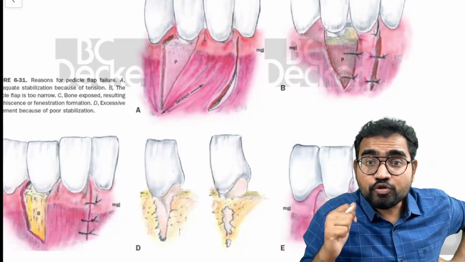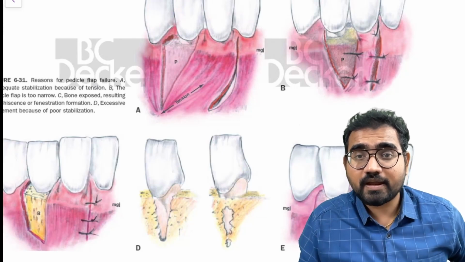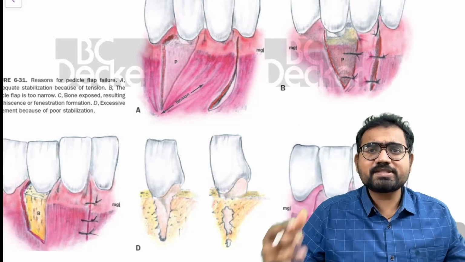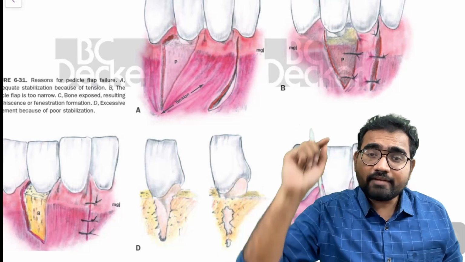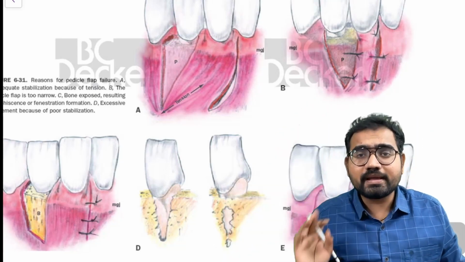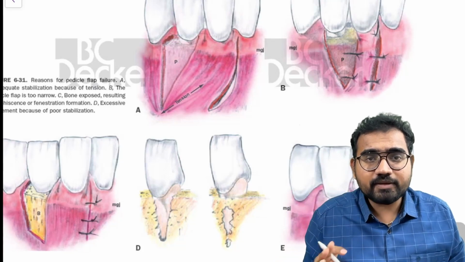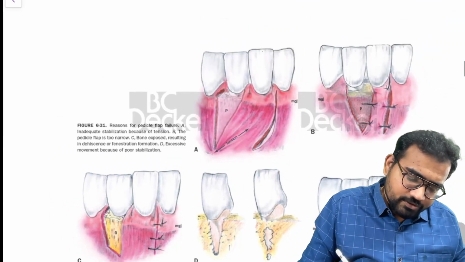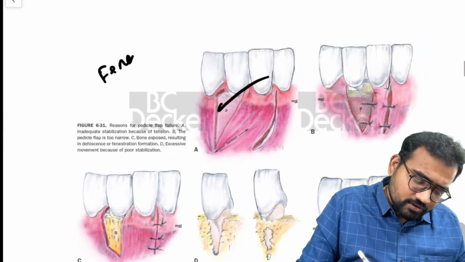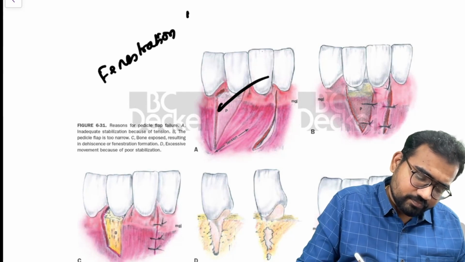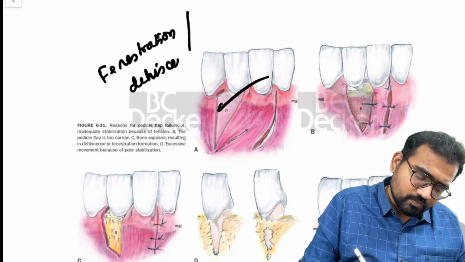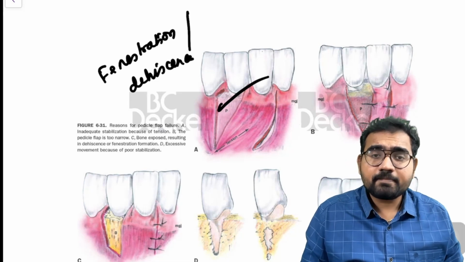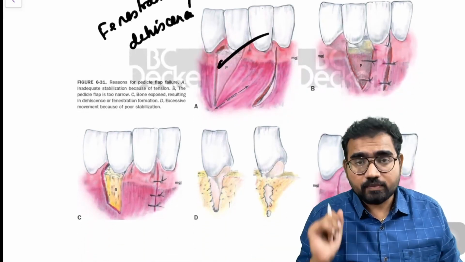I am raising a full thickness mucoperiosteal flap, and I am pulling it to the recipient side. What will happen to the donor side? Obviously, it will be exposed with bone, right? If there is poor wound healing, if the patient is not maintaining well, there will be formation of fenestration or dehiscence.